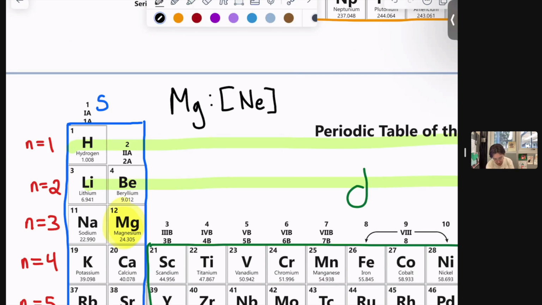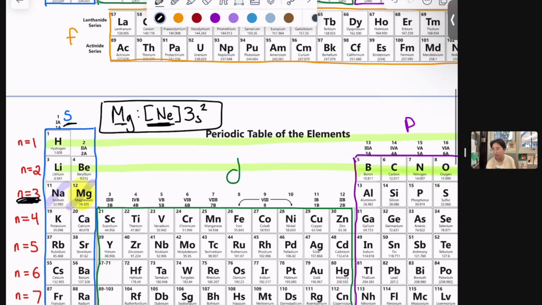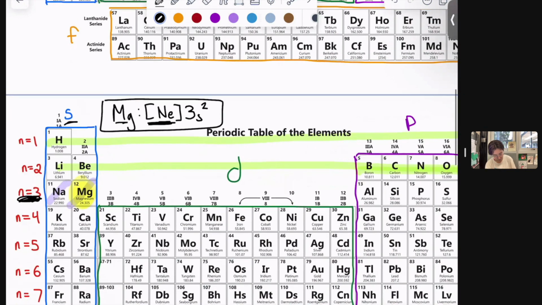So after neon, I'm in the 3s. And to get to magnesium, I have 1, 2 electrons. So that would be my noble gas configuration for magnesium. A lot less writing, right? So just look at the noble gas before your desired element, put it in brackets, and then start at the beginning of the row. Okay, so let's try another one. Next one is for chlorine.